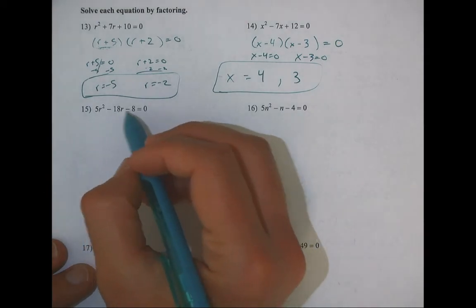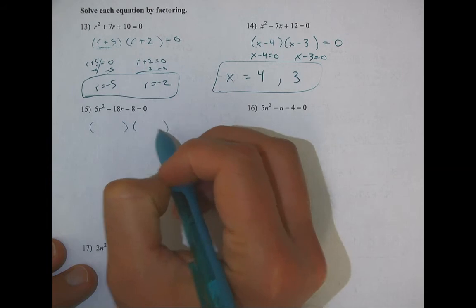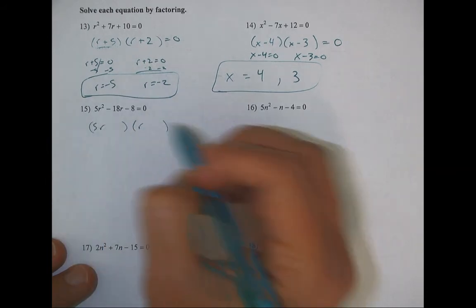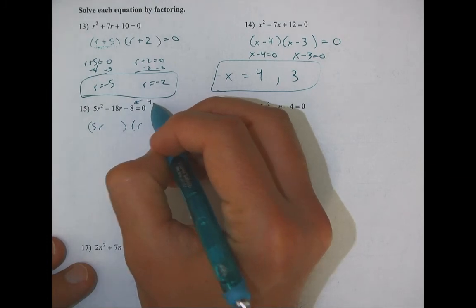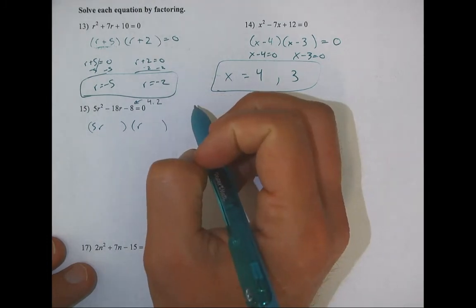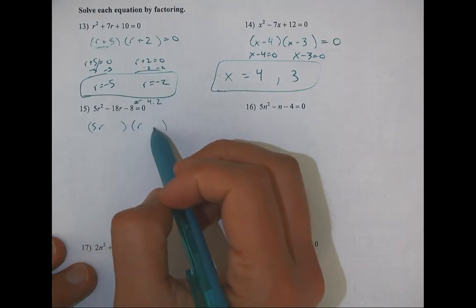So first, can I factor anything out? No. So I need to split this. It is a 5, though, so that's nice. 5r and r is the only combination I need to worry about. The 8, probably going to be a 4 and a 2. I'm just guessing. If it's not, I'll go on to 8 and 1. But I'm going to be multiplying by 5 for one of them.